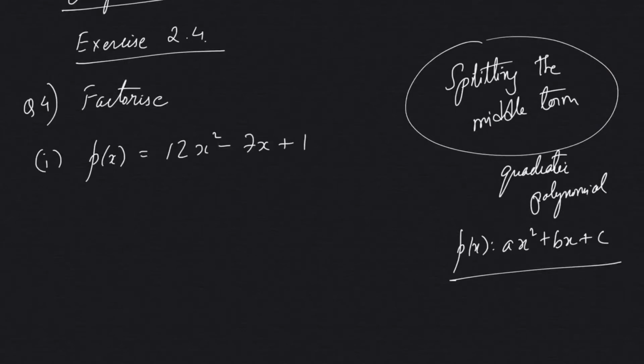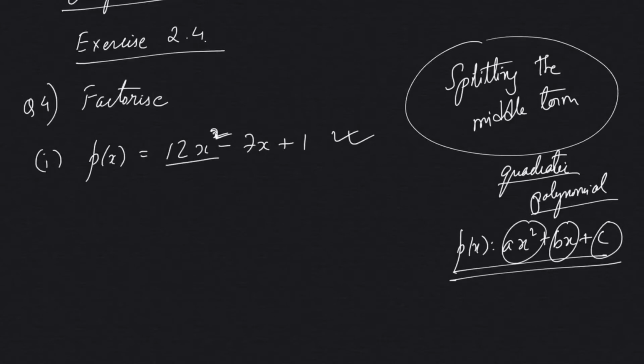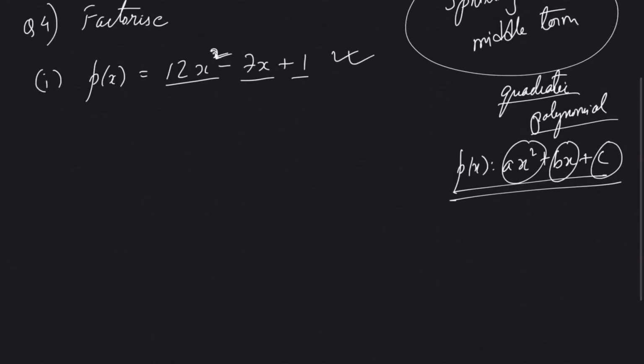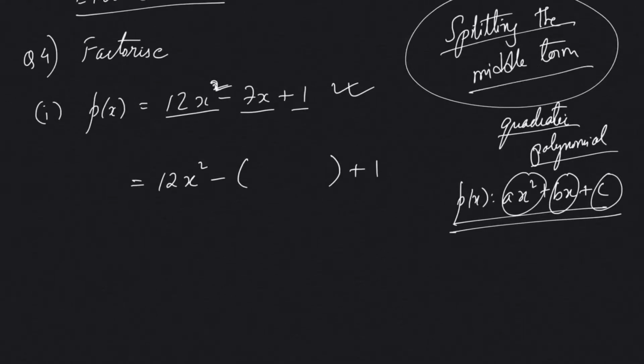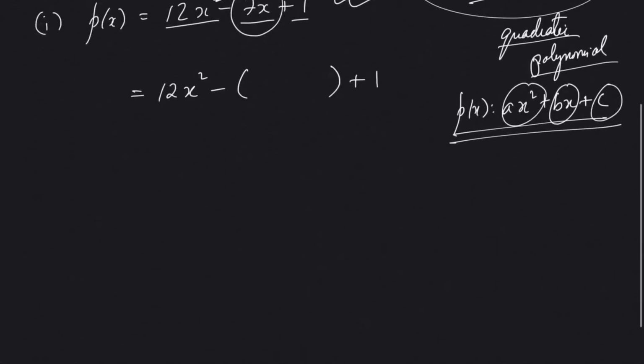Before we use this method, the first thing that you have to check in the given polynomial is whether it is a quadratic polynomial, which in this case it is, because the power is 2. Once that is done, see to it that it is always arranged in the proper standard form, that is power 2, power 1 and the constant term. It is already arranged here. Now you can write down the extreme terms as they are, that is 12 and 1. That is what the method says, splitting the middle term. So we are going to split this middle term.